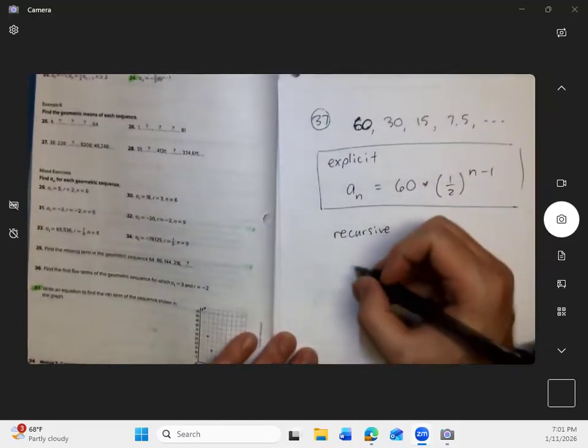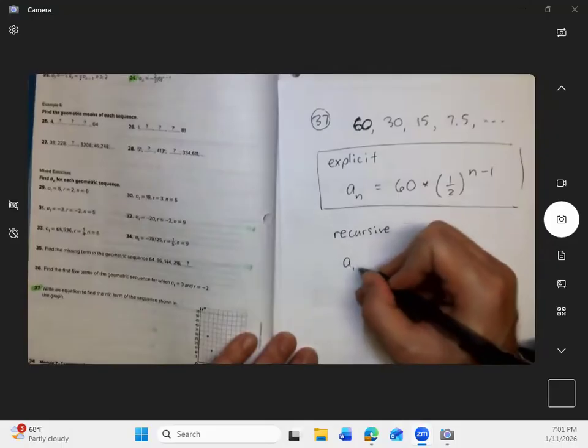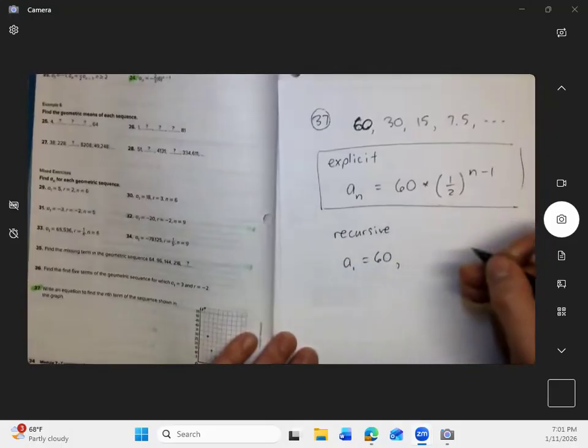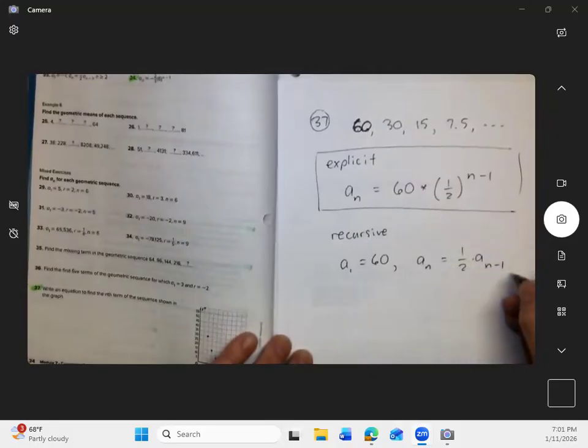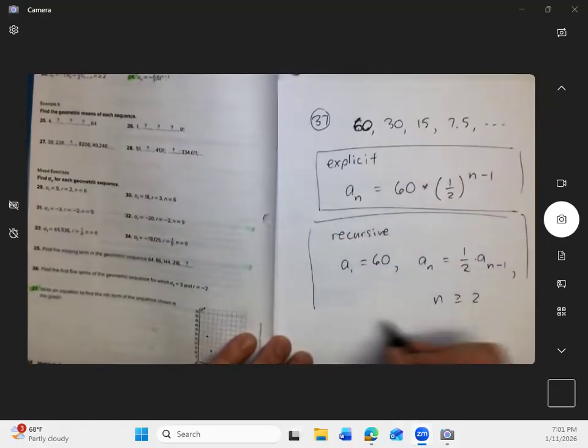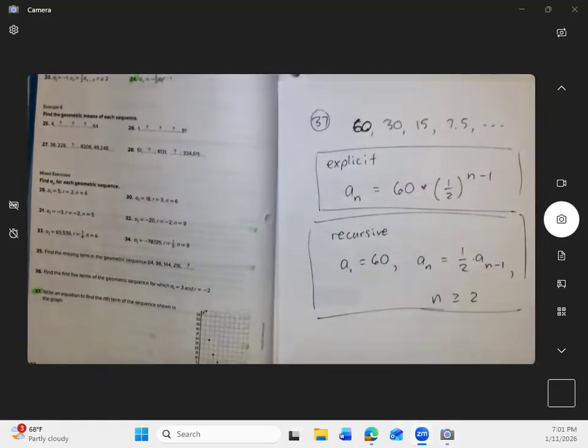Okay. Let's go recursive. Recursive. Okay. So I can say A1 is equal to 60, comma, A sub n equals 1/2 times the previous term. And that's of course for n greater than or equal to 2. Yeah, because you just keep multiplying by half. There's your recursive formula. Explicit, recursive, it's all working. And that is a wrap on 7-4.